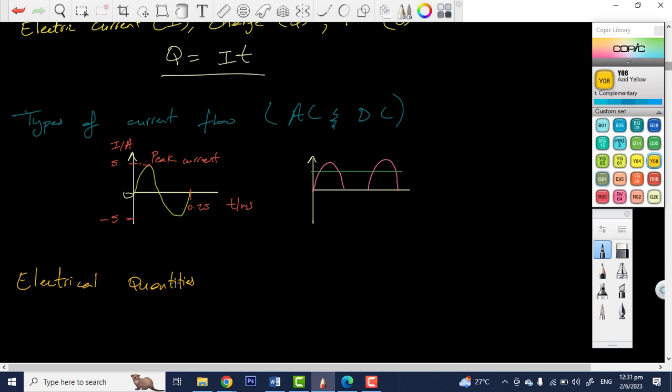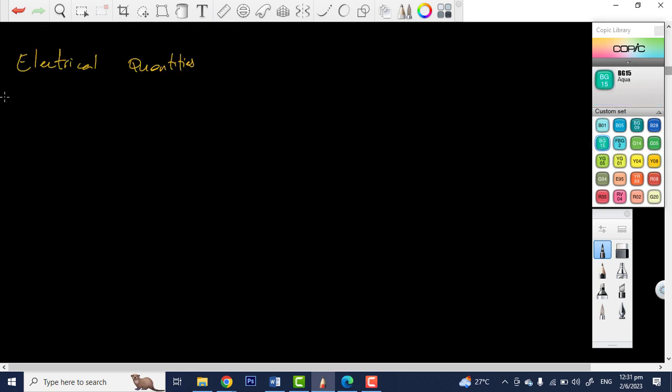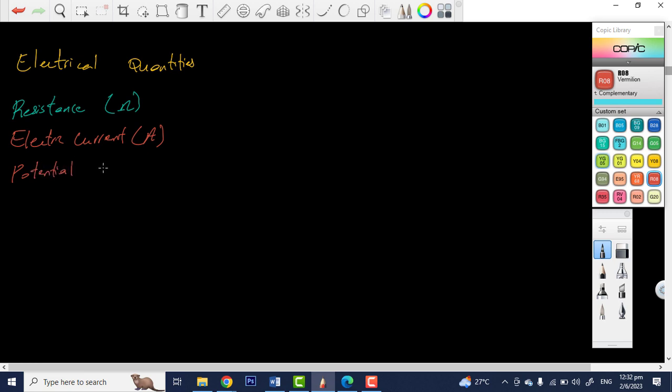All right, so we need to know the types of current. We need to know what's that thing called again? We need to know electrical quantities. Yeah, so we need to know our electrical quantities. These things include resistance, which is measured in ohms. So I'm just going to talk about the quantity as well as the unit real quick.